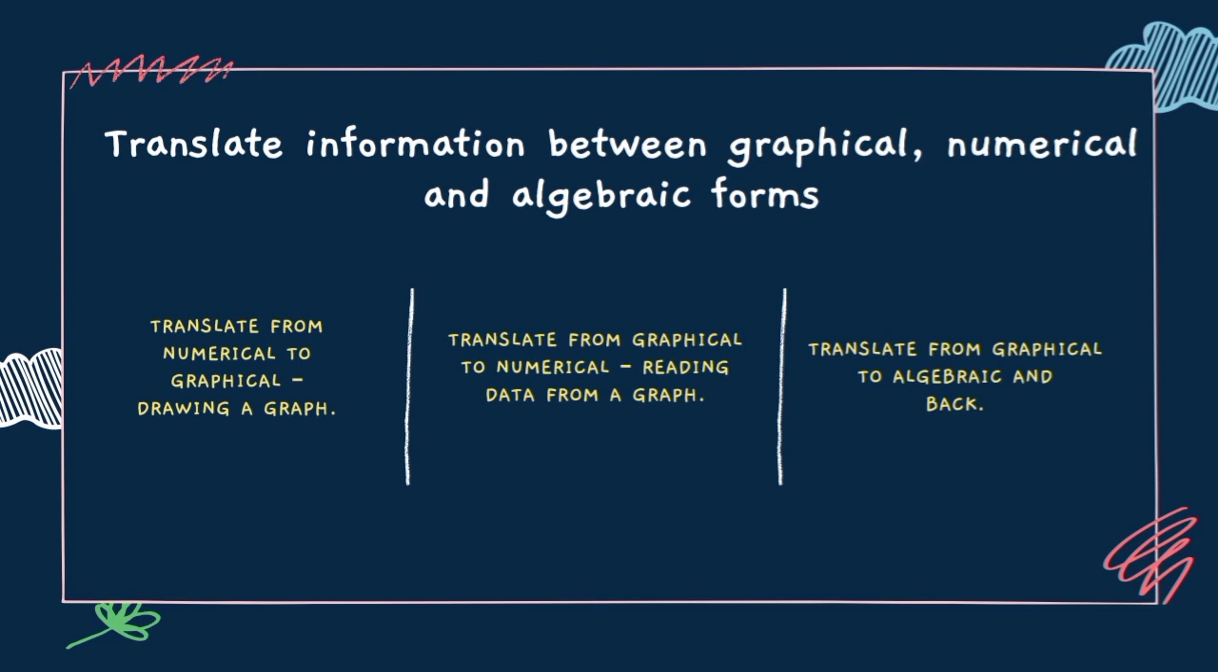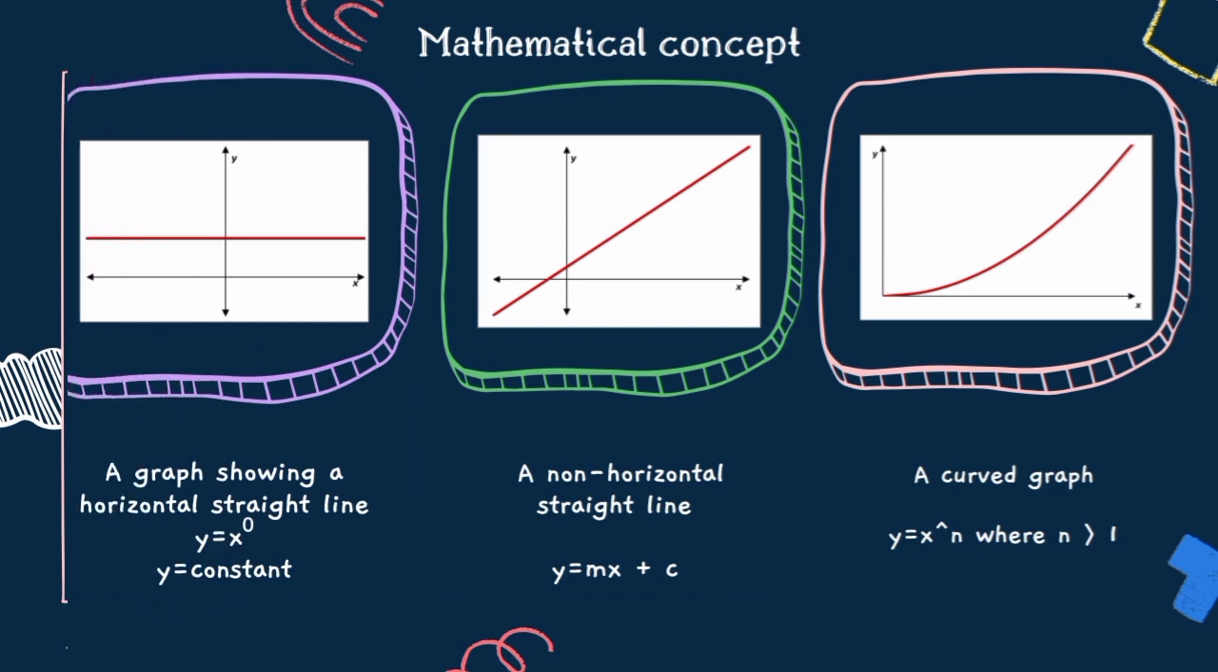Okay, for the first is drawing a graph. Drawing a graph is translating from numerical to graphical. And the second is reading data from a graph. Reading data from a graph is translating from graphical to numerical, and the last is translating from graphical to algebraic and back.